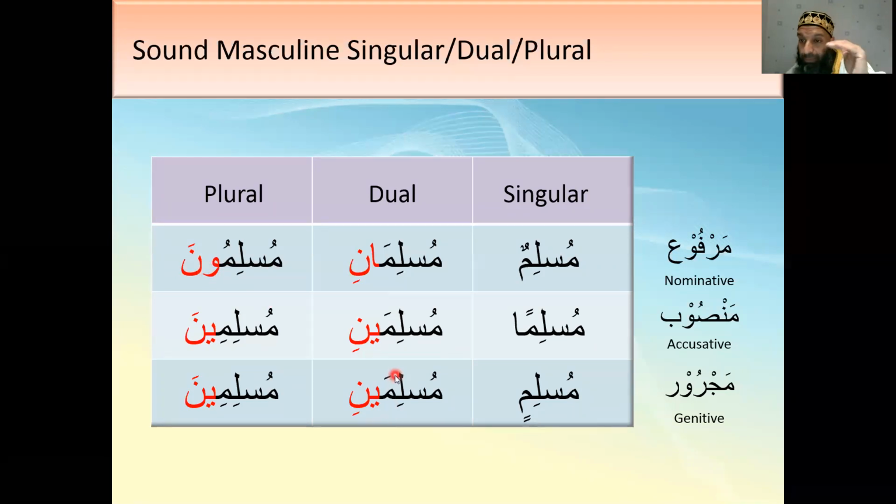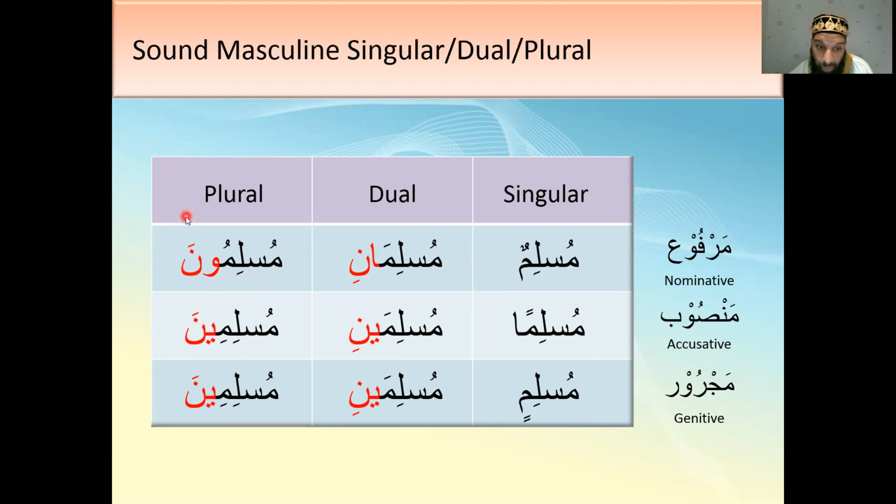The others are mansub or majroor. Aini is mansub or majroor. Aini is the pattern for dual in mansub land. And you can see the mansub bit is still here. Muslima. And the majroor one, you can see a bit of a kasra there. So there's a bit of a commonality, something going on. Mina and Mina are the same.